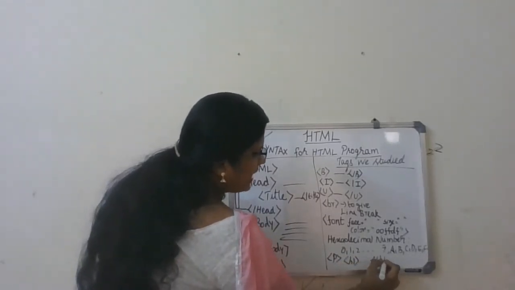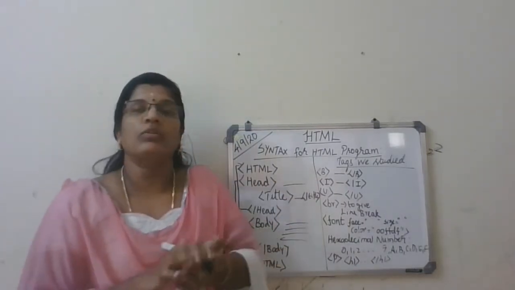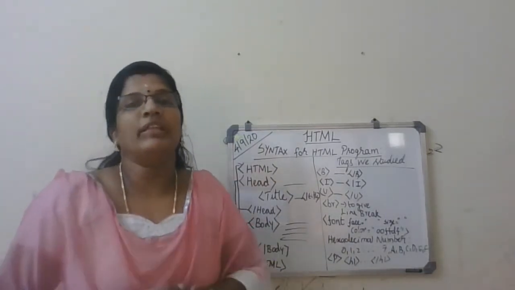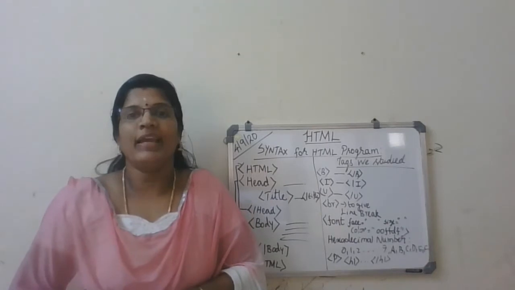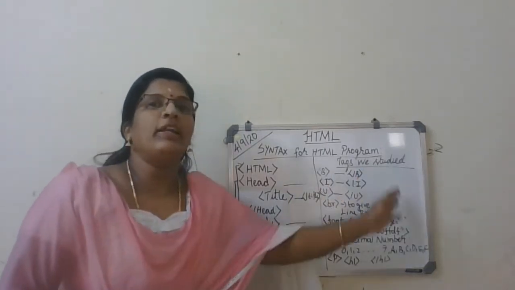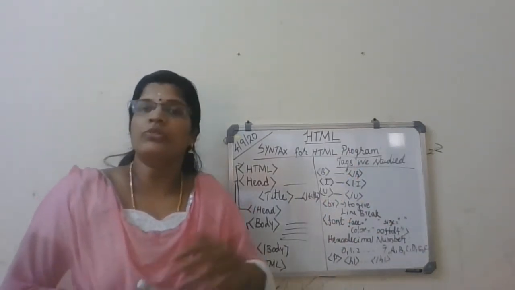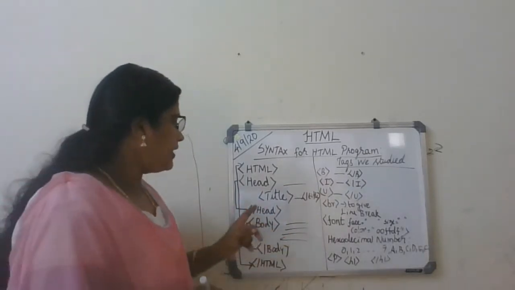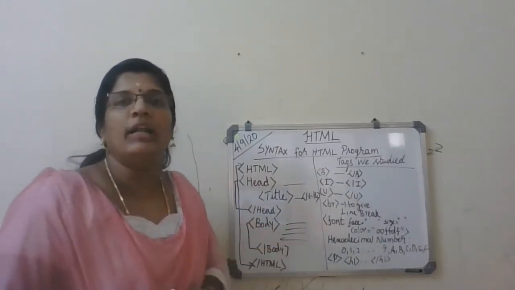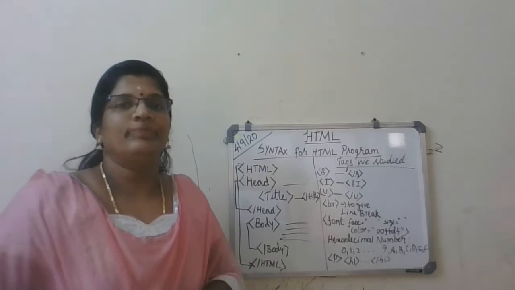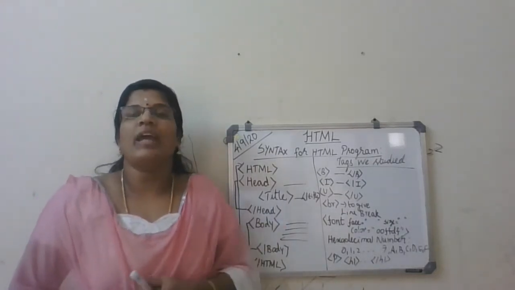You have to close the tag also. Paragraph also has a closing tag. H1, H2, everything has a closing tag. Is it clear? So far we have studied all these tags, and also we studied body color. Here, in body, you can give a background color as BG color. So this is what we have studied.